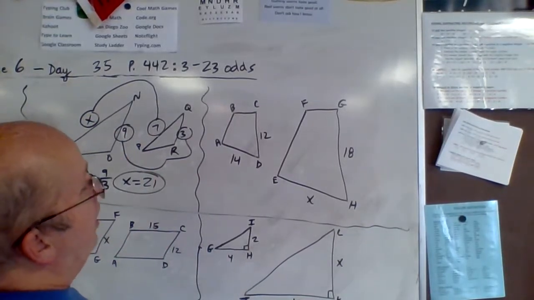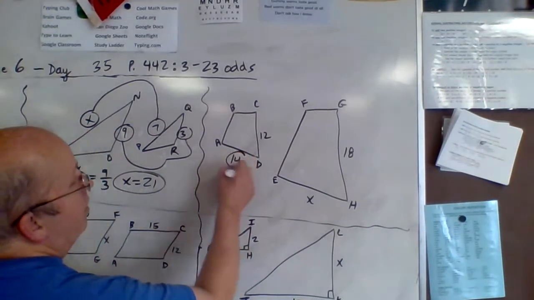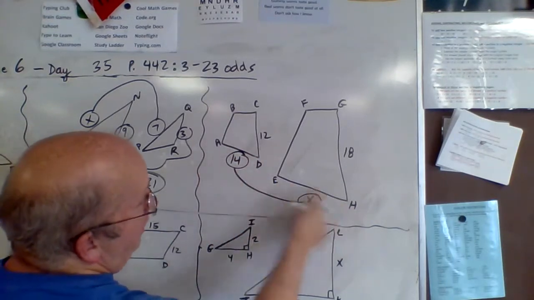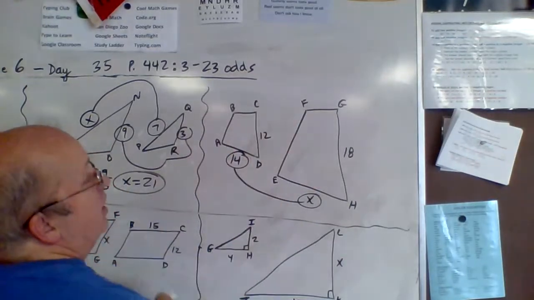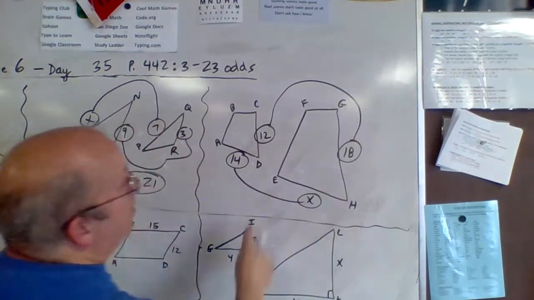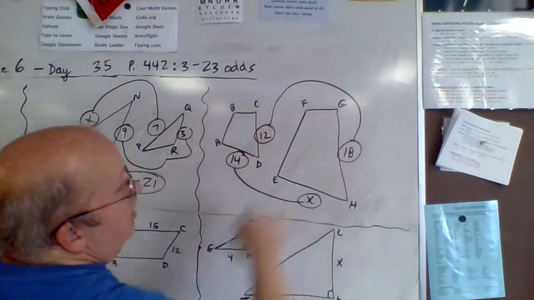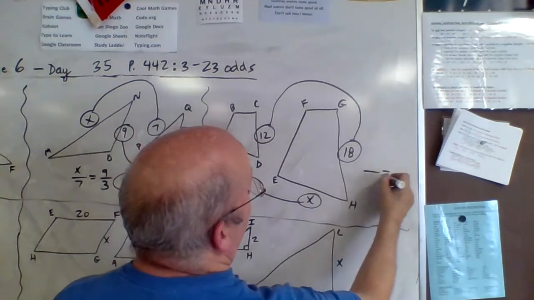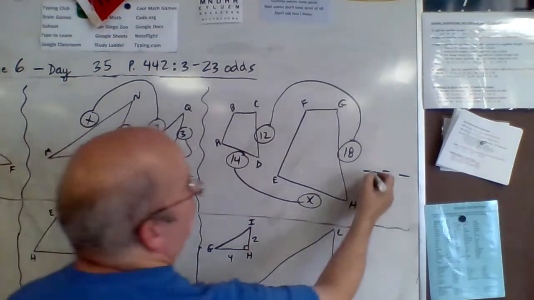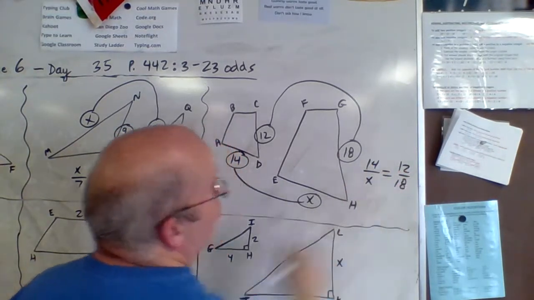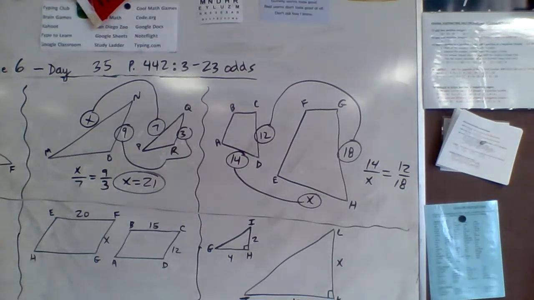This time it's two four-sided objects. The 14 is corresponding to this x. Line segment AD and line segment EH are in the same location in each of these figures. And the 12 would be corresponding to the 18 because line segment CD and line segment GH are in the same locations. So what kind of proportion would I be solving here? How about 14 is to x as 12 is to 18?